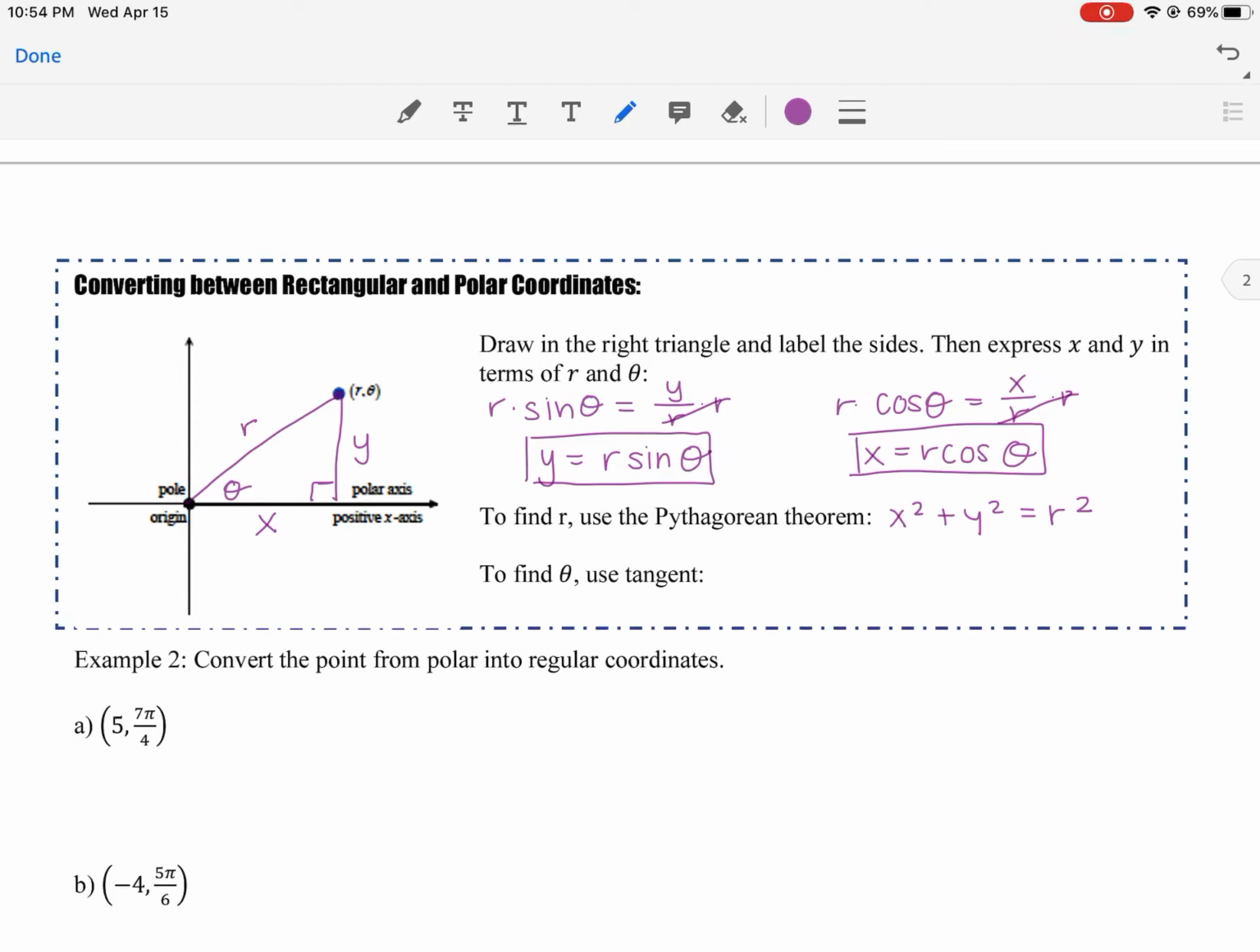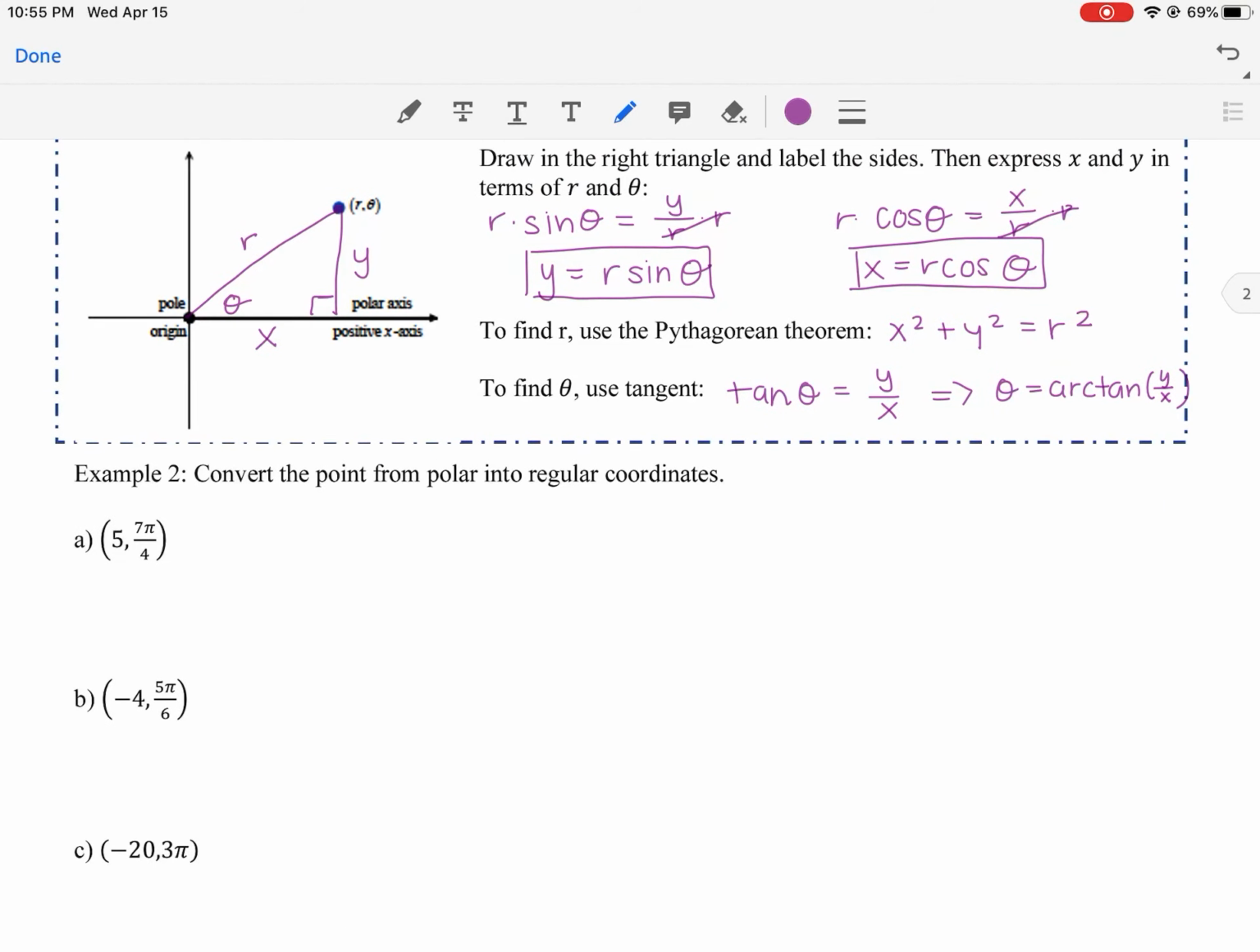And then finally, tangent of theta equals y over x. So that will help you as you're trying to find theta, for example. This would imply that theta equals arctan of y over x, etc.